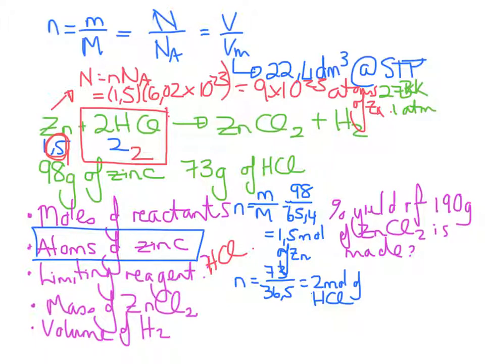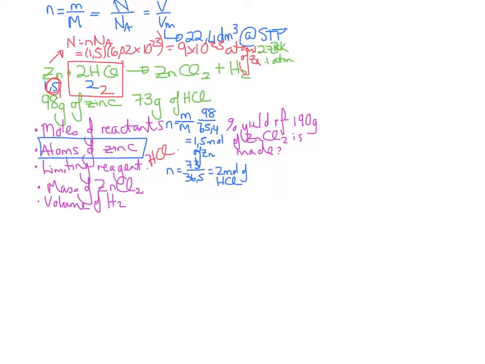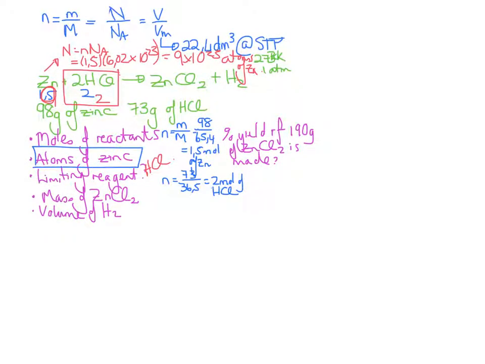What mass of zinc chloride am I going to make? Now I have to use my limiting reagent if I'm going to do a calculation regarding the zinc chloride. So let's try and take a look at that. I'm going to say I have got 2 moles of HCl, and I want to see how much zinc chloride I make, and that's going to be a 2:1 ratio.